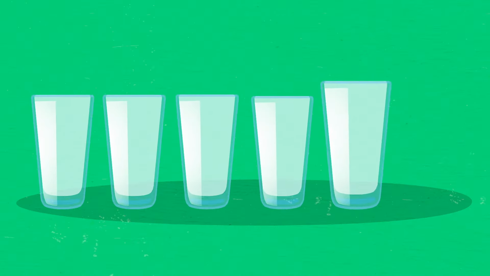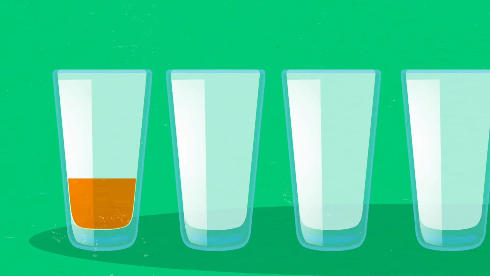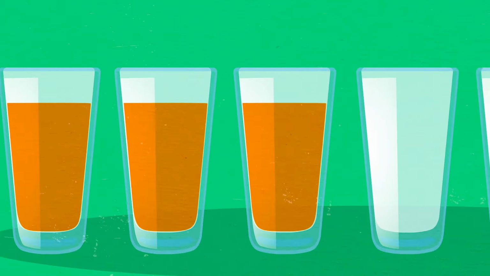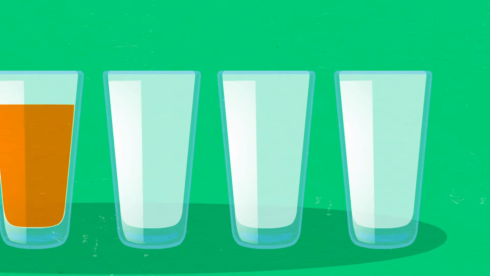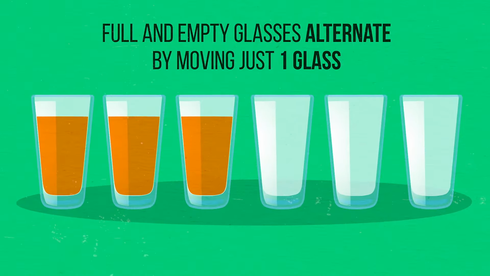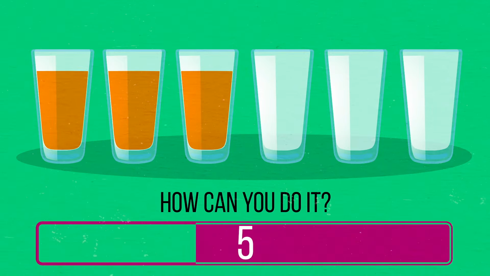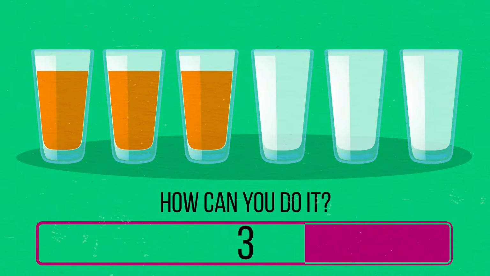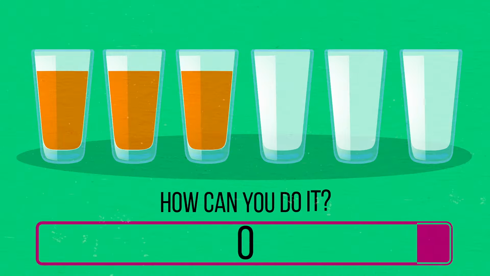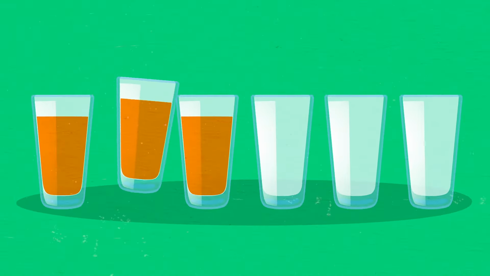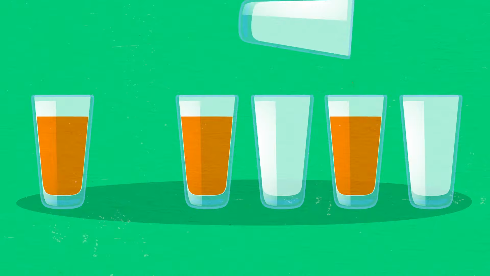There are 6 glasses in a row on the table. The first 3 are filled with orange juice, and the other 3 are empty. Your task is to make full and empty glasses alternate by moving just one glass. How can you do it? Take the second glass and pour the juice in the 5th glass.